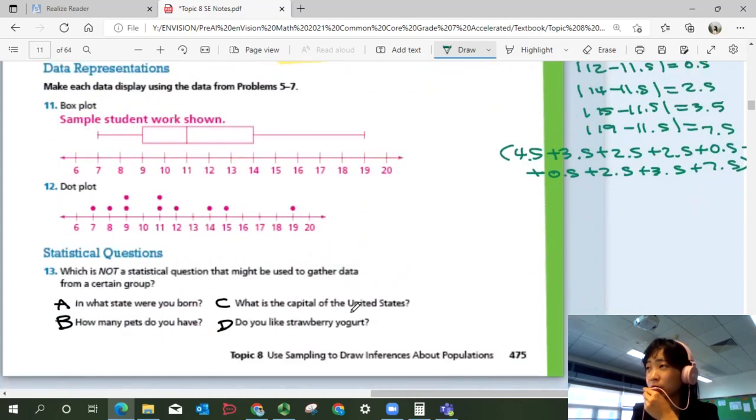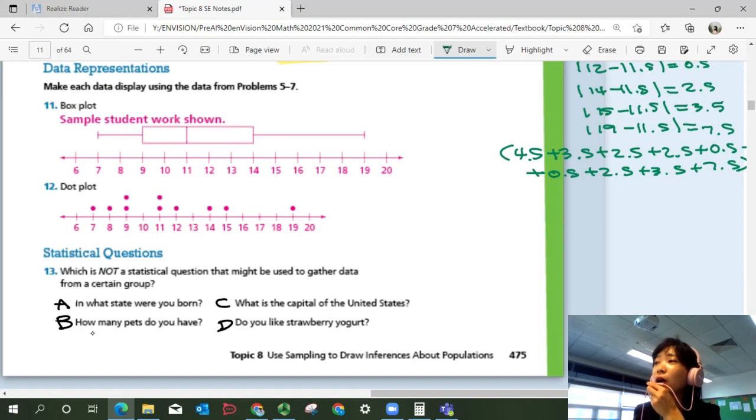The last question, number 13: which is not a statistical question that might be used to gather data from a certain group? A, in what state were you born? B, how many pets do you have? C, what is the capital of the United States? D, do you like strawberry yogurt? So which question does not have options in your answers? Which question has one correct answer? So if you just have one correct answer, that is not a statistical question.